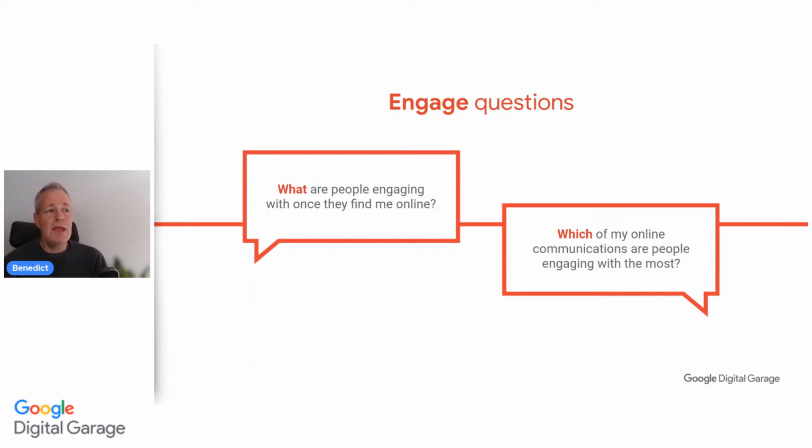Okay. And then there's which of my online communications are people engaging with the most? Okay. So this can be very helpful. It can really give you an idea. Let's say you've got a blog and there's masses of people going particularly to that blog. That gives you a lot of feedback on what people are particularly looking for. And if they then follow through and actually buy, that can be really helpful as well. Okay. So that is engage questions.